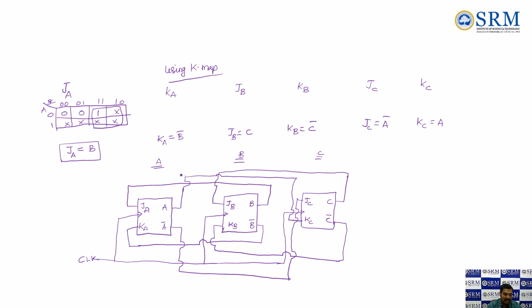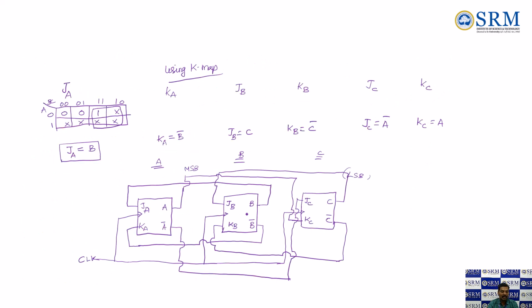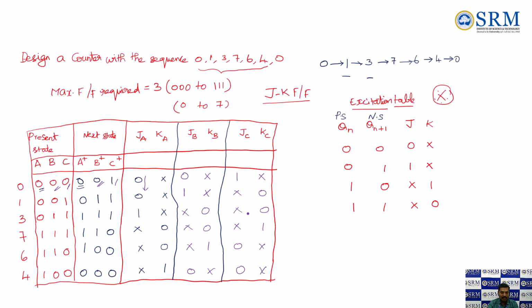So this is actually an MSB bit. This is an LSB C. That's all about the counter design for the given sequence 0 1 3 7 6 4 0. Right, so I'll repeat the procedure.